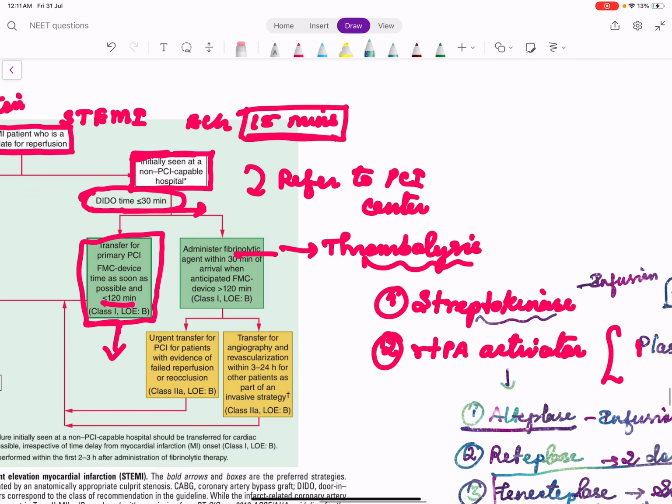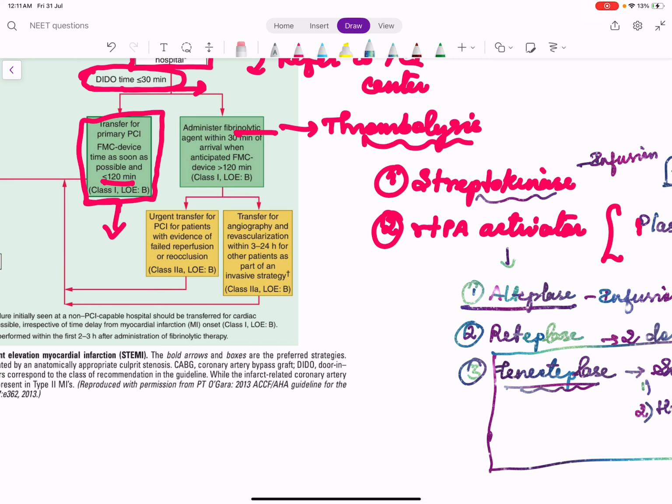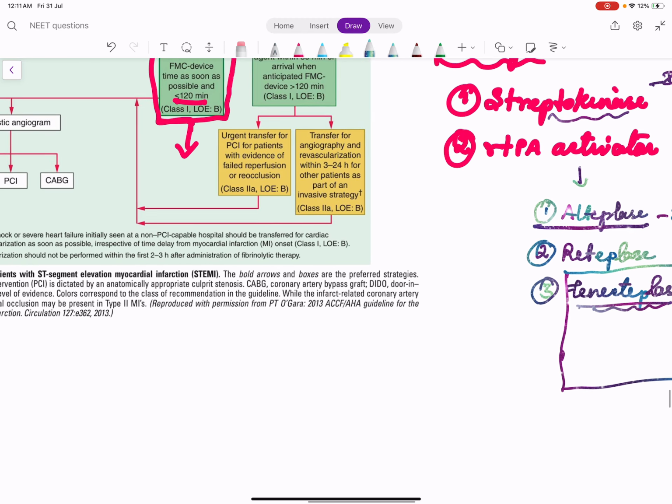So this has to be done and the patient referred to the PCI capable center within 120 minutes. The first medical contact to device time should be there.